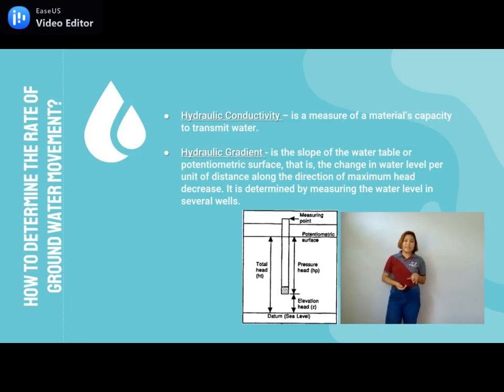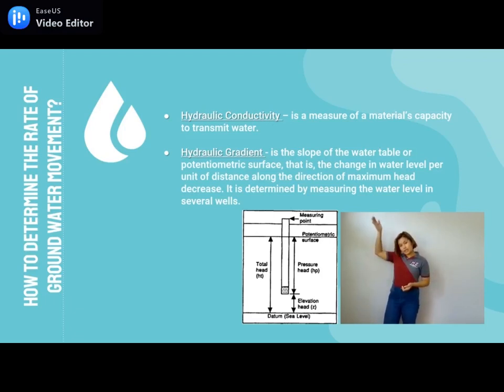The second one is the hydraulic gradient. It is the slope of the water table or potentiometric surface, that is, the change in water level per unit of distance along the direction of maximum head decrease. It is determined by measuring the water level in several wells.